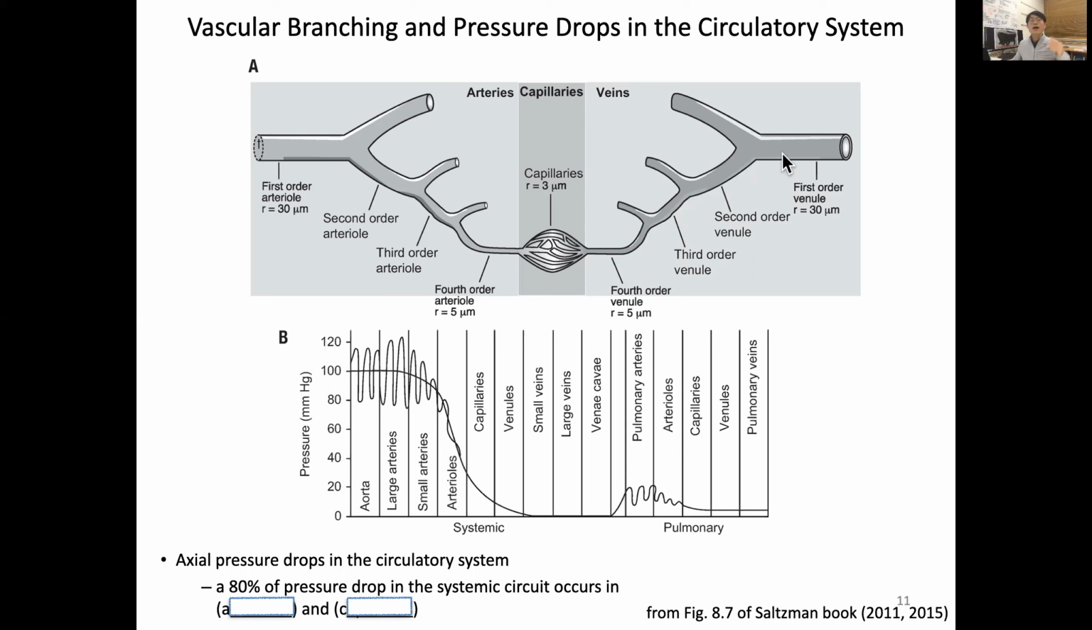And that's why the vein is a collecting system. Sometimes it needs a valve so that it prevents backflow. And of course, you can go to the pulmonary artery. So axial pressure drops along the blood vessel in the circulatory system. About 80% of the pressure drop in the systemic circuit occurs, as you can see from here, in the arterial, and here, the capillaries.